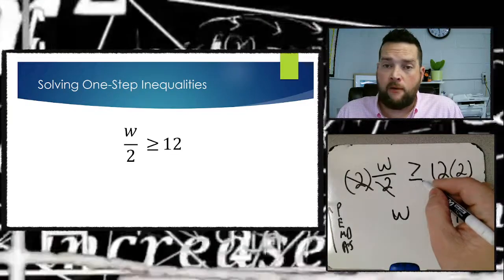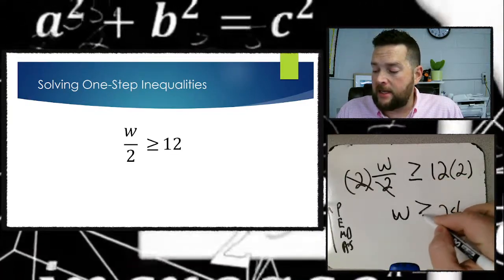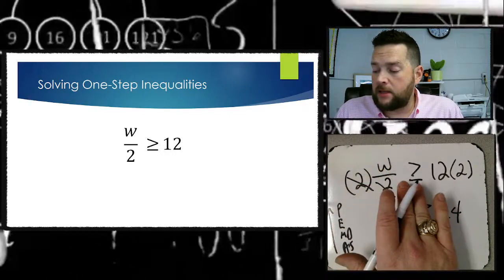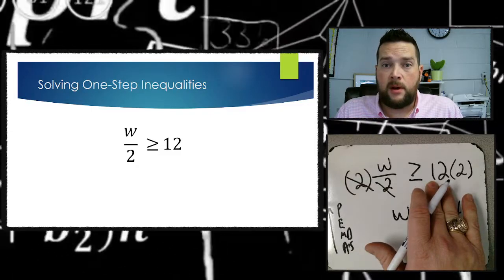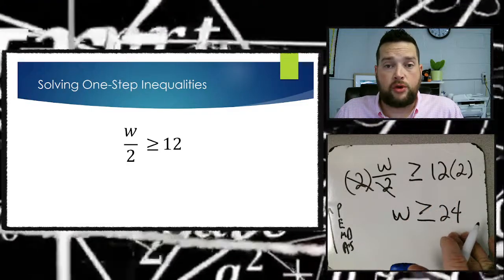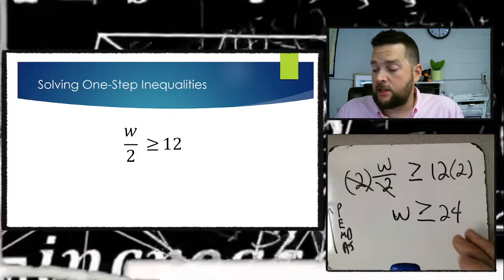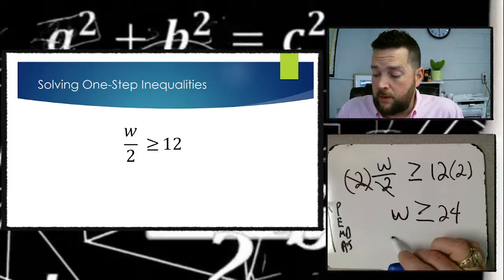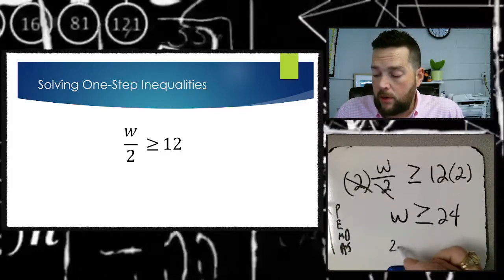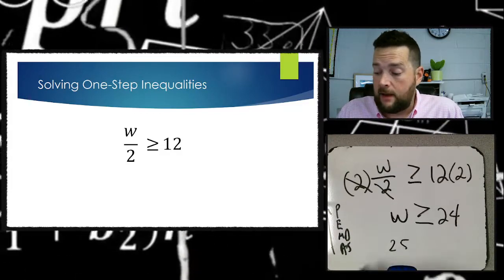And I'm going to be careful to bring my inequality down exactly like I see it. All right? So w divided by 2 is greater than or equal to 12. If we solve that, we find out that w has to be greater than or equal to 24. And so one possible solution set for w would be 24 because it could equal 24. Or it could be 25. Or anything greater than that, all right?